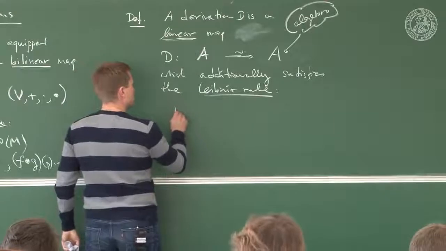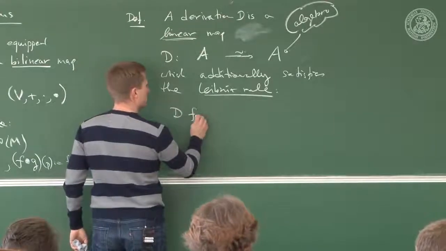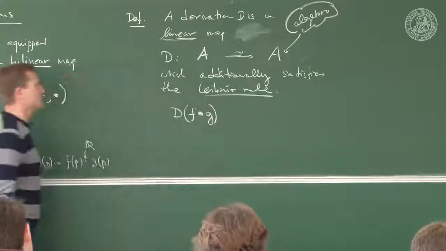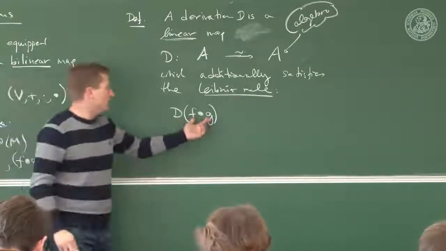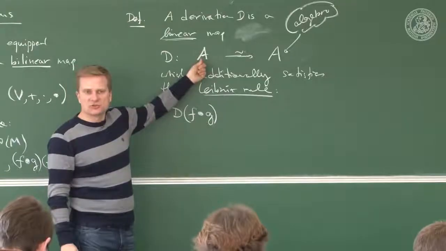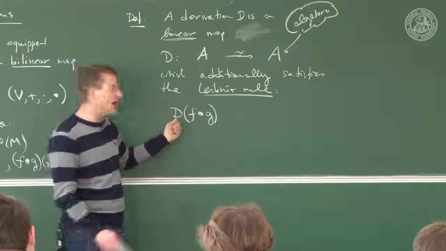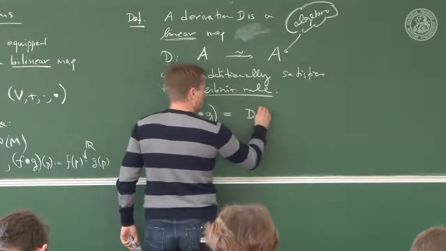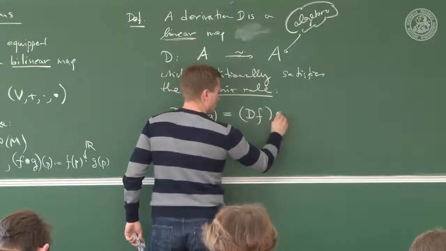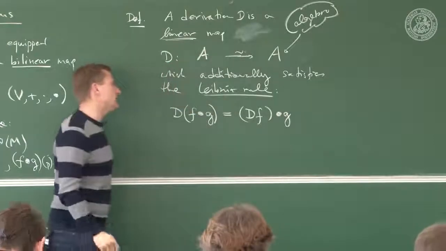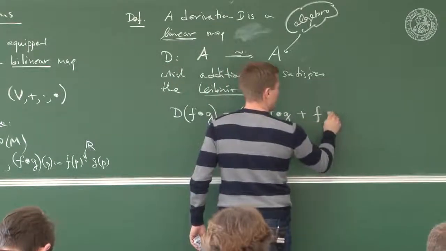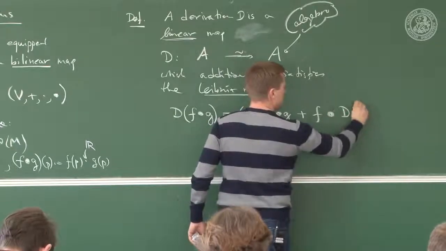The Leibniz rule is that D acting on two elements of the algebra, which I may call F and G, blobbed together, gives an element of the algebra again, and the question is how D acts on this. The Leibniz rule stipulates that you act with D on F and then blob it into G, plus you take F and blob it into DG.